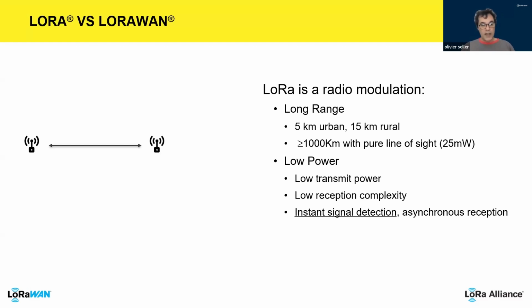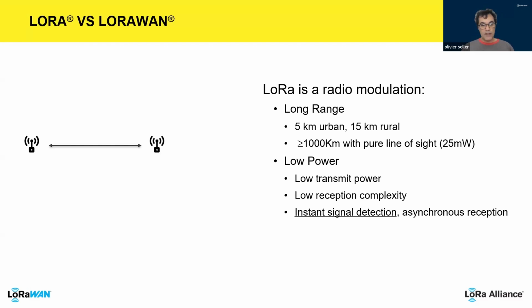Also on the receiver side, the reception complexity is very low. That allows, by the way, simple gateways, but it also allows very low complexity, therefore low power receivers. So the transmitter is low power, the receiver is low power. Therefore, the bidirectional link is low power.